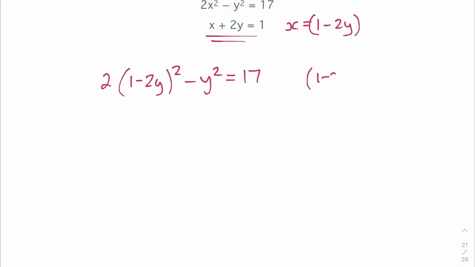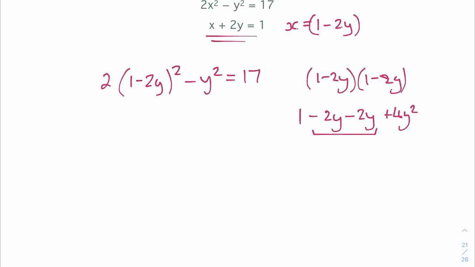So 1 minus 2y, and another 1 minus 2y. There we go. And if we expand that, we've got 1 times 1, which is 1, minus 2y, minus another 2y, and then plus 4y squared. And then simplifying these middle two pieces, we've got 1 minus 4y plus 4y squared. And you can always rewrite that with the 4y squared first, completely up to you. I'm going to just put that in place when I rewrite it here.